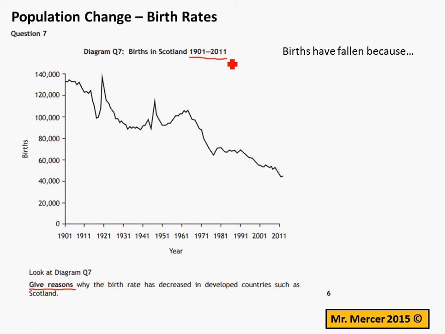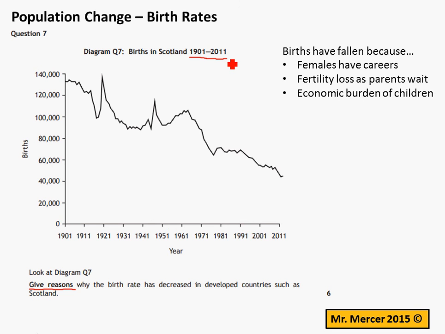Now that you've listened to me talk, let's have a breakdown of the simple points. Females have careers, hence they are waiting to have children. As they wait, females and males lose fertility, meaning that they are less able to have children. Children are in any case an economic burden to their parents, and this discourages people from having them.